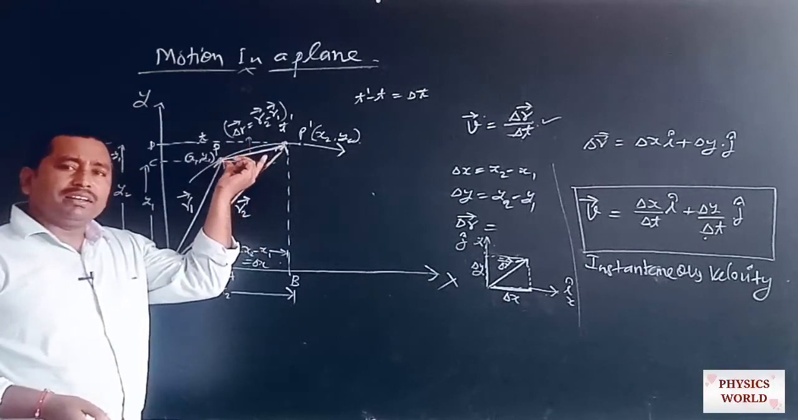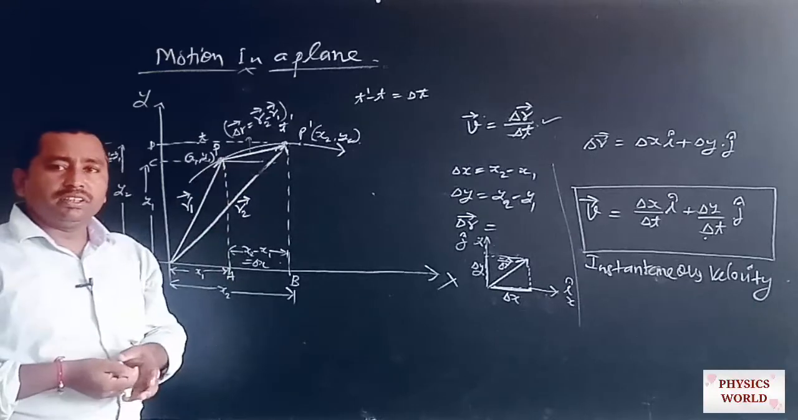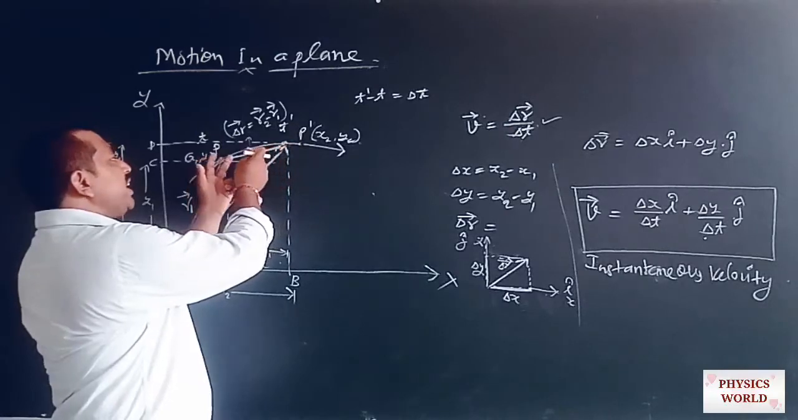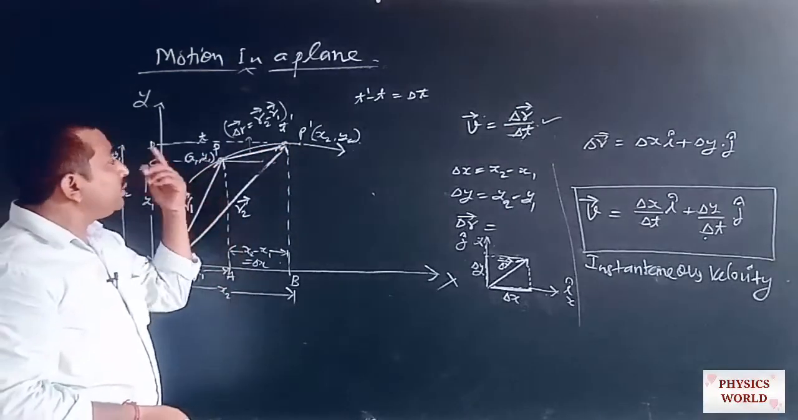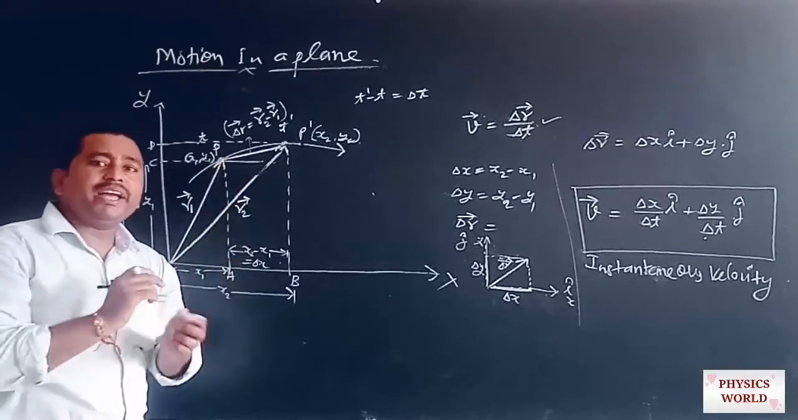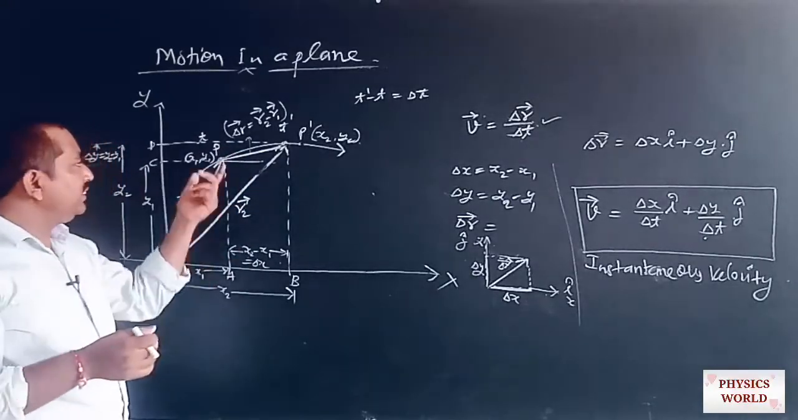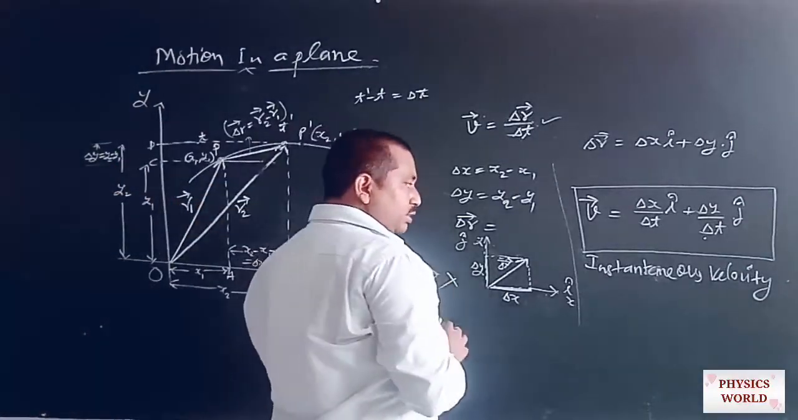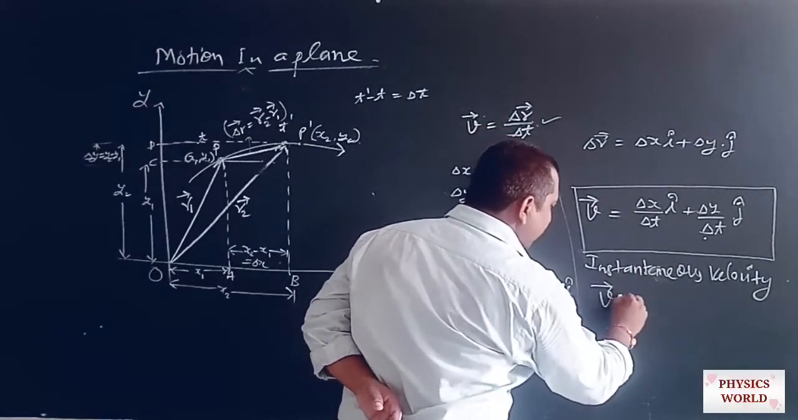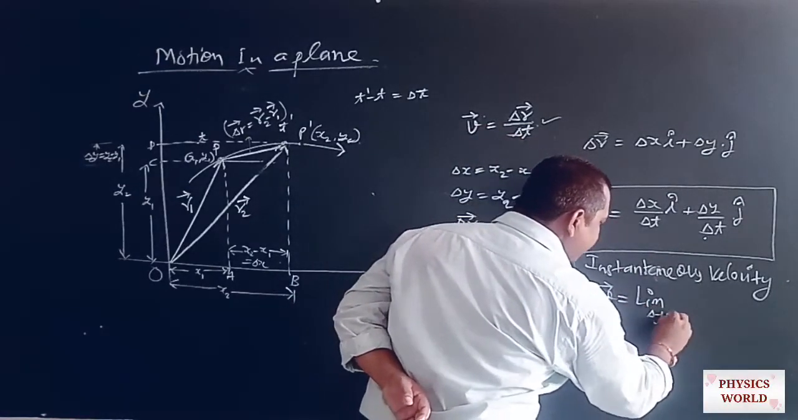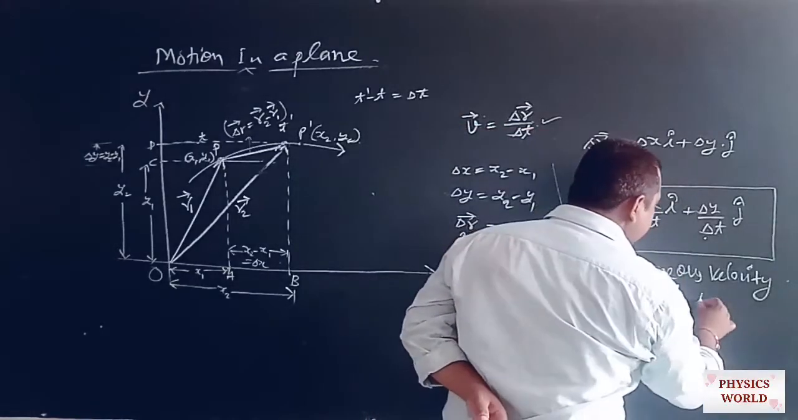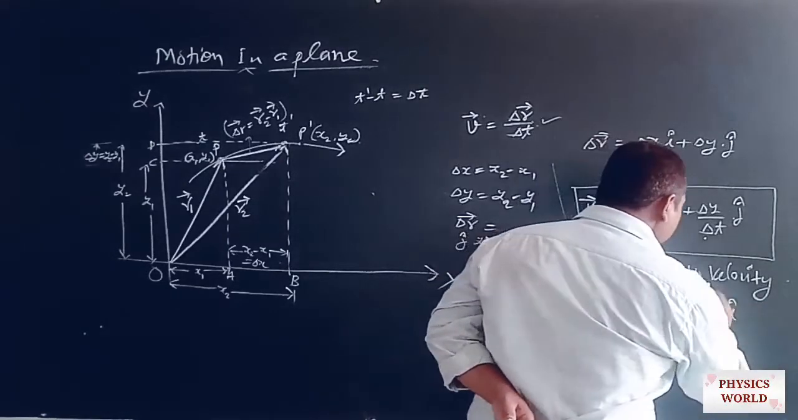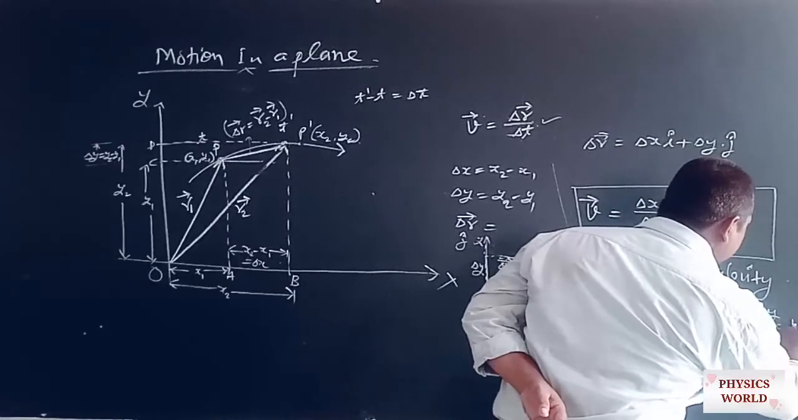as very small. So if we take the limit as delta t tends to 0, then we find that points P dash and P are very close to each other, and the displacement created by the particle is in a very small interval of time. That is, such a displacement divided by time provides the instantaneous velocity. So instantaneous velocity can be expressed as the limit of delta t tends to 0 of delta x by delta t i cap, and also plus delta y by delta t j cap.